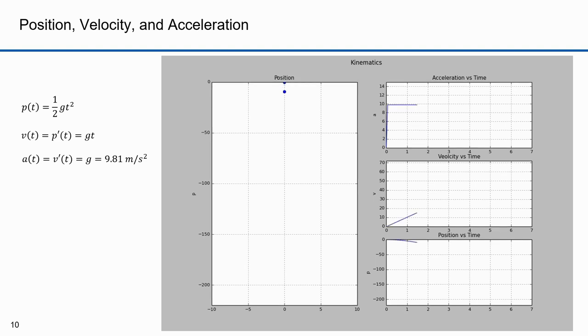And here's what that looks like animated. The plot of position is a parabolic curve, p equals 1/2 g t squared, in units of meters. The velocity increases linearly, and it equals g times t, and is in units of meters per second. And acceleration is constant, a equals g, or 9.81 meters per second squared.